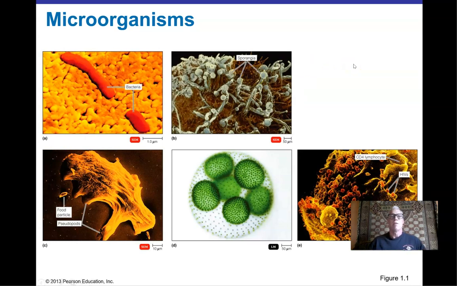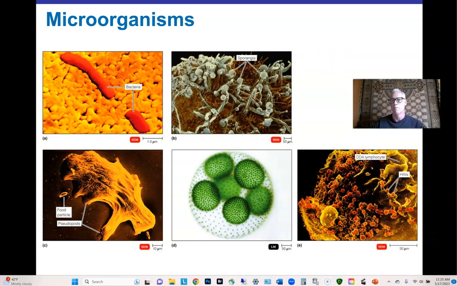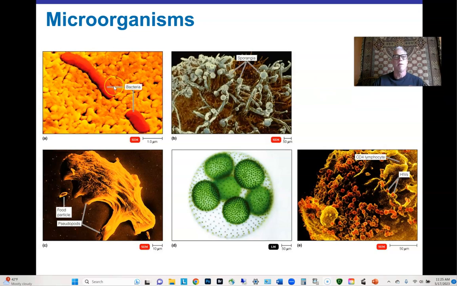Here's some pictures that represent different types of microorganisms. Here we have bacteria in the upper left, and we have some fungi, some mold over here in the top right. We have a protozoan, a single-cell animal, over here in the bottom left. An alga, or algae is the plural, is a type of organism that we'll be taking a look at, a classification. And finally, over here on the bottom right, viruses.